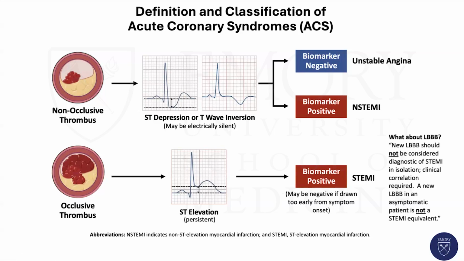We did stipulate in the guideline this time, what about left bundle? And it's important to note, new left bundle should not be considered diagnostic of STEMI in isolation, meaning without symptoms. Clinical correlation is required. A new left bundle in an asymptomatic patient is not a STEMI equivalent. We took the step of actually articulating that in the document because we note that the majority of patients coming in with the left bundle probably have heart failure or some other diagnosis. And if you dig enough, you probably can find evidence of an old left bundle. So we really encourage the linkage of the left bundle on an ECG, making sure it's new and it has to be associated with symptoms.